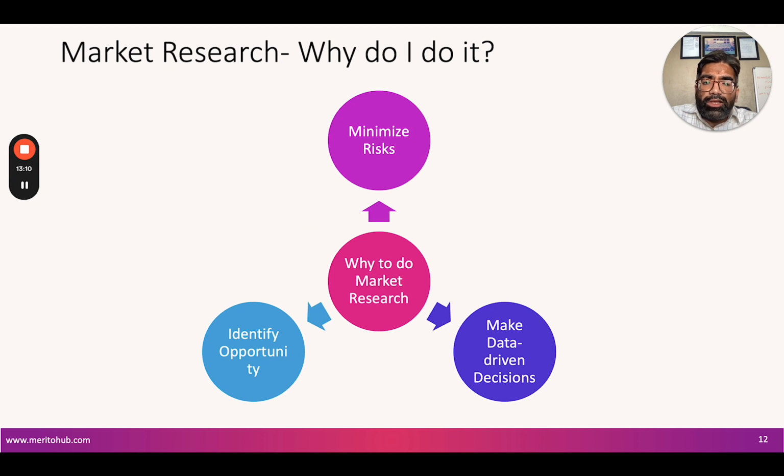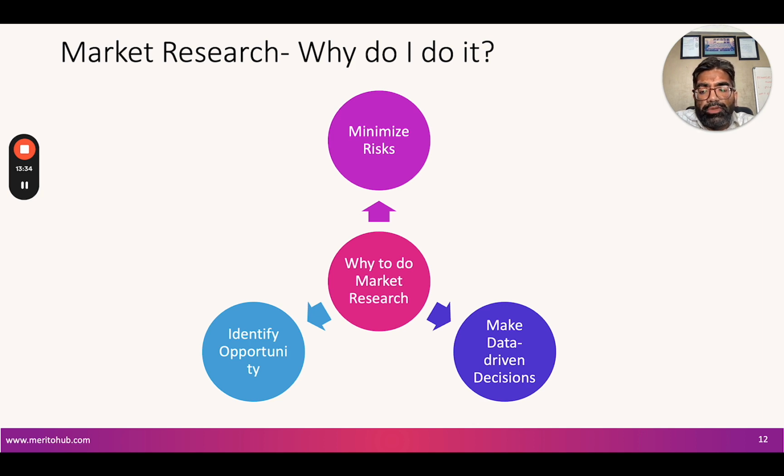Now, once you have an idea or a solution to it, you have to make sure that it has to be evaluated with market research, right? And why do we need market research? Because if you do enough research, you minimize the risk which you don't foresee. You can make data-driven decisions when there is data available on what you are doing.